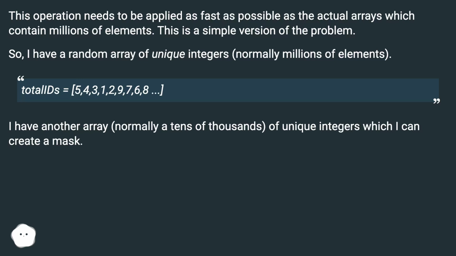So, I have a random array of unique integers, normally millions of elements. totalids equals 5, 4, 3, 1, 2, 9, 7, 6, 8. I have another array, normally tens of thousands, of unique integers which I can use to create a mask.